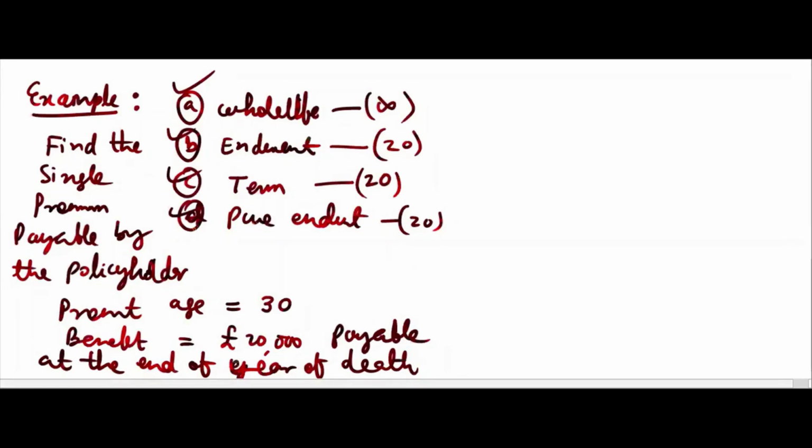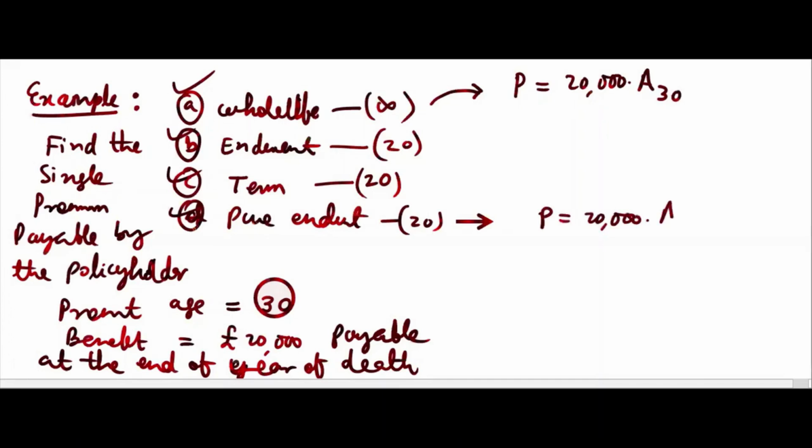So for the equation of value, you need to find this one, the premium in this case. You have to write the equation of value. Present age is 30, so A_30 will come. P will be equal to 20,000 A_30. That's all. It's so easy, right? Now suppose you have to write the equation of value and solve this one. You have to write 20,000 A_30:20. That's all.